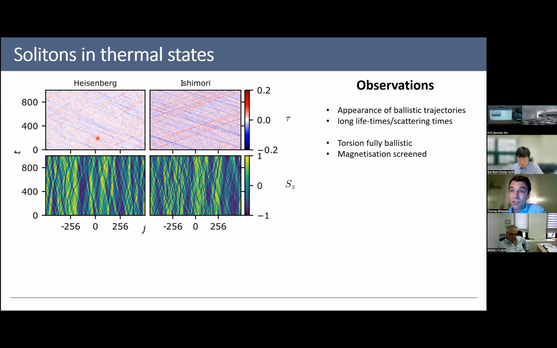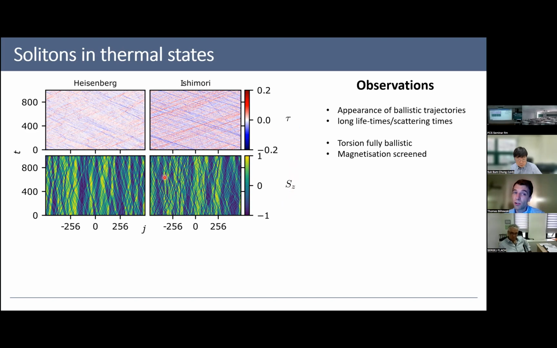Interestingly, there are strong remnants of this even in the Heisenberg chain. In the Heisenberg chain, we also see almost ballistically moving trajectories that carry torsion in a thermal state. And again, if you didn't know about the torsion, you wouldn't have seen it, because if you look at something like the magnetization, the Z component, that in both cases looks diffusive or superdiffusive because magnetization gets screened during collisions in a thermal state.